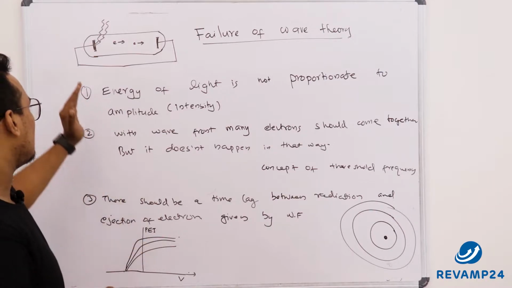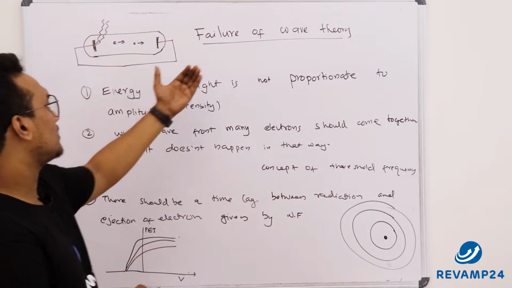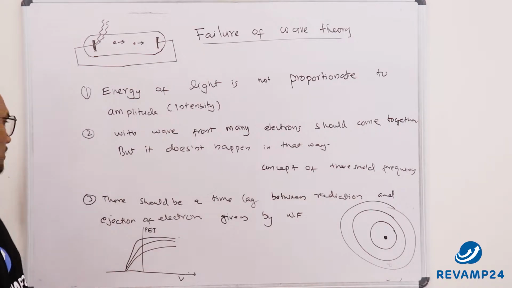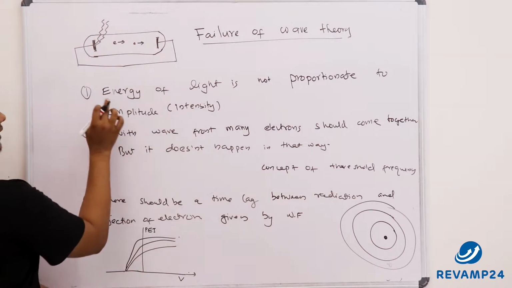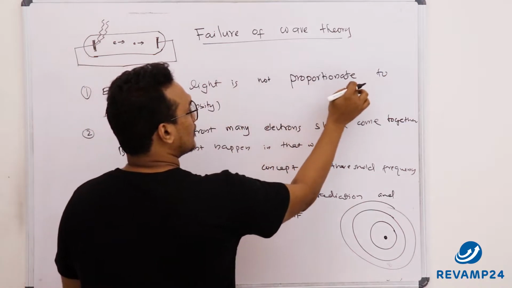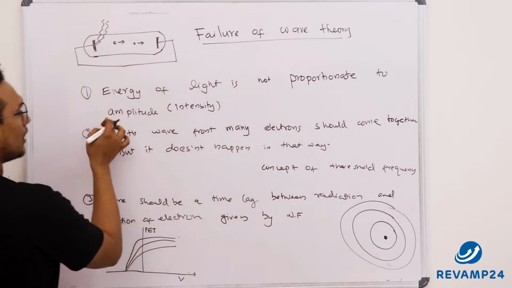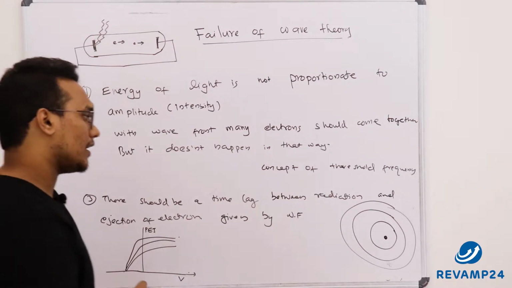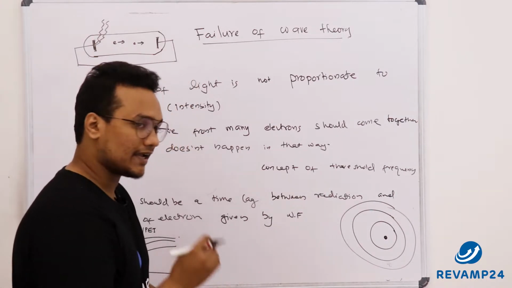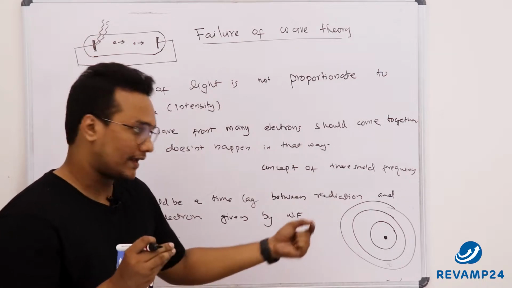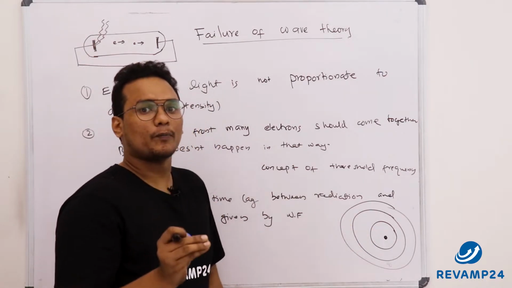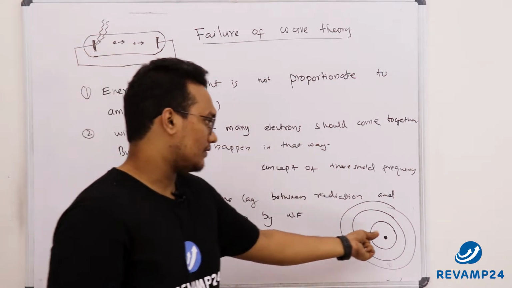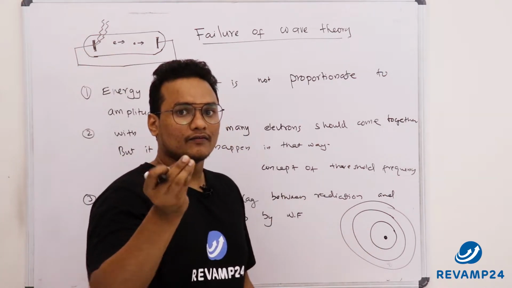Now we will see these 3 points which explain that wave theory is a failure. First point: energy of light is not proportional to amplitude or intensity. As per wave theory, we have learned that the energy of the light ray is proportional to the intensity, or amplitude. This we have learned as per wave theory.